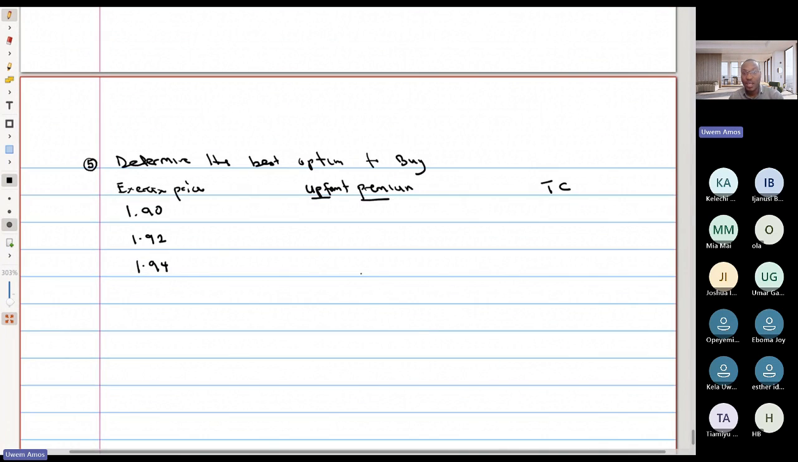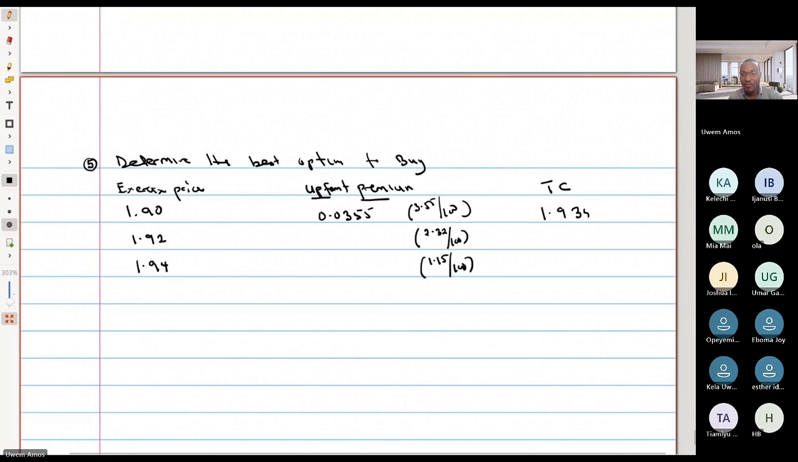So the first one will be 3.55 divided by 100. We are converting the cents to the pound equivalent. The second one would be 2.32 divided by 100. And the third one, 1.15 divided by 100. So what would that be? This would be 0.0355. Plus 1.9 gives us 1.9355. Okay, so that is the rate.